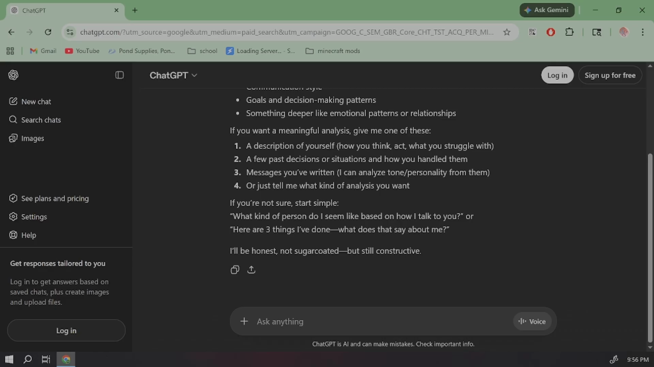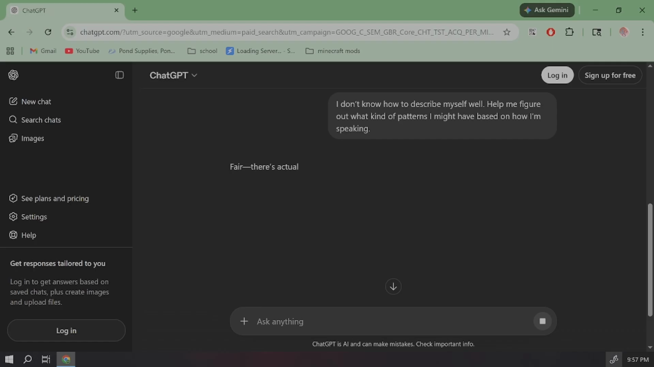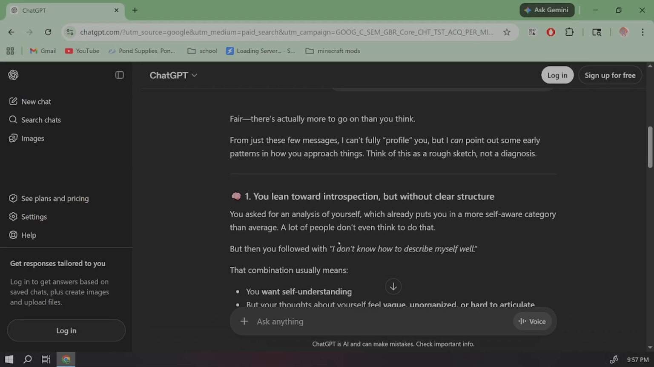Now I'm going to introduce structure. I don't know how to describe myself well. Help me figure out what kind of patterns I might have based on how I'm speaking. All right, and so you can see it actually gave me a lot to work with. I'll try and just go through this and only hit the main points.